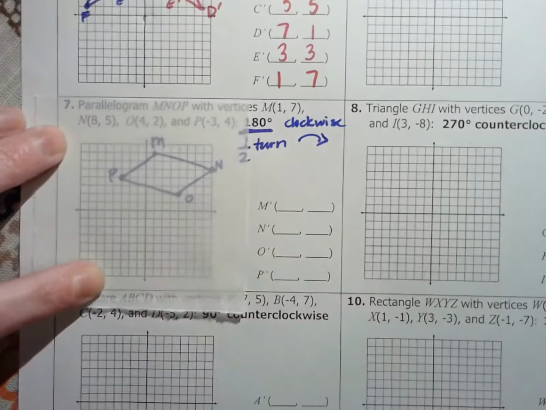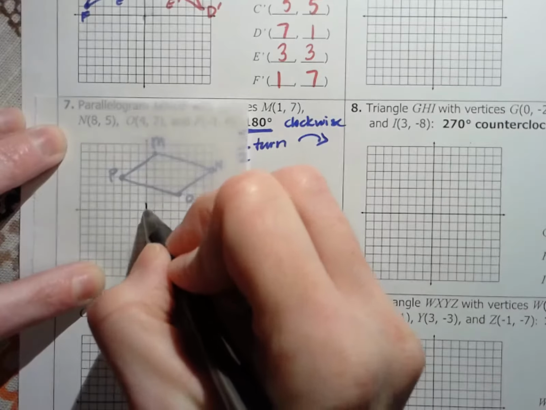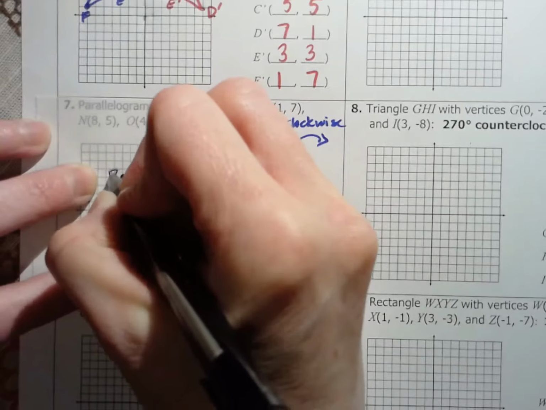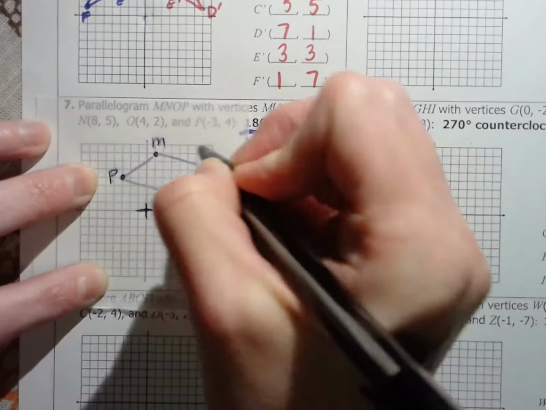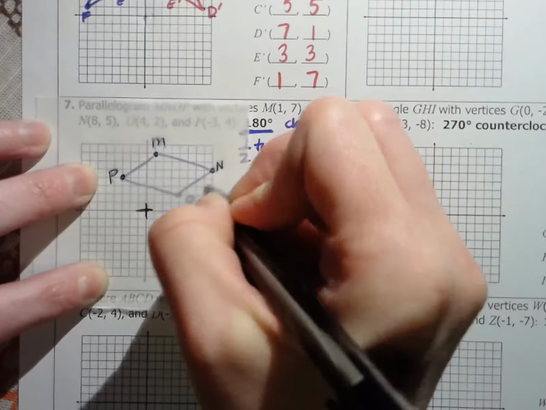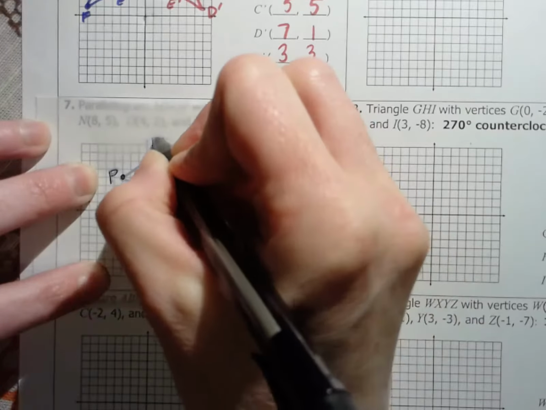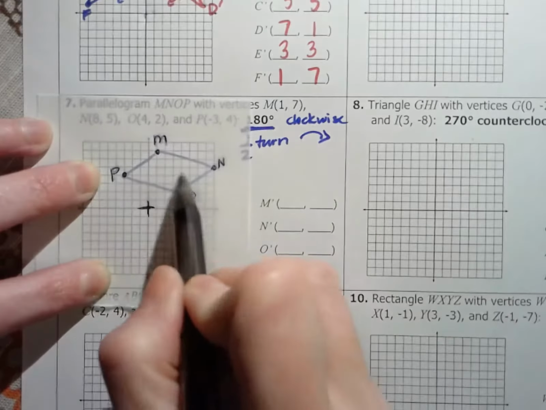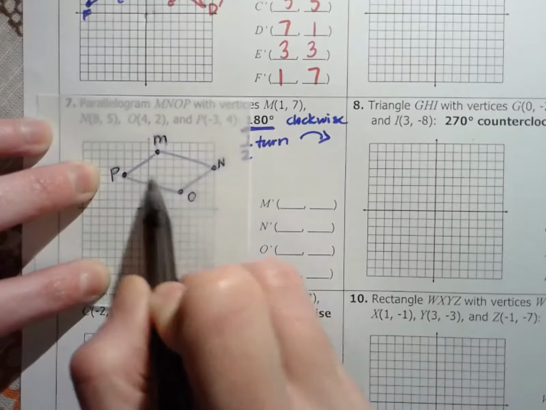Let's take my paper. Let me mark my origin. Let me label my points. Okay. Now this one may appear to be a little tricky because our shape travels over a quadrant.